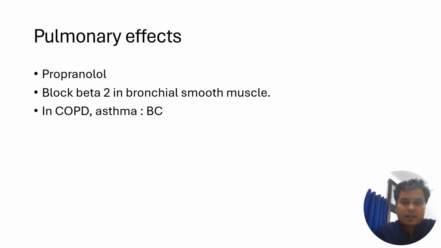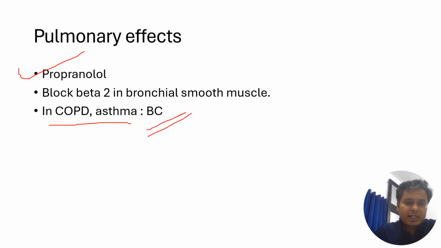So now we'll move on to the pulmonary effects of beta blockers. The pulmonary effect is best described by the use of non-selective beta blockers like propranolol. Propranolol, as you all know, has an affinity for beta 1 and beta 2 as well. So consider using propranolol in patients who are suffering from COPD or asthma, who already have a propensity for bronchoconstriction.